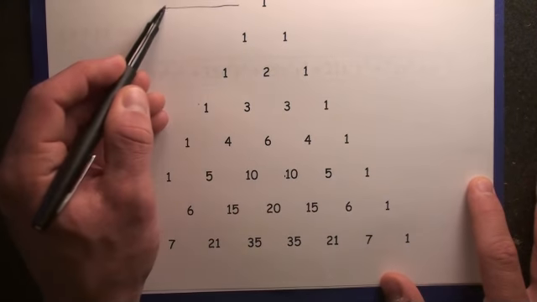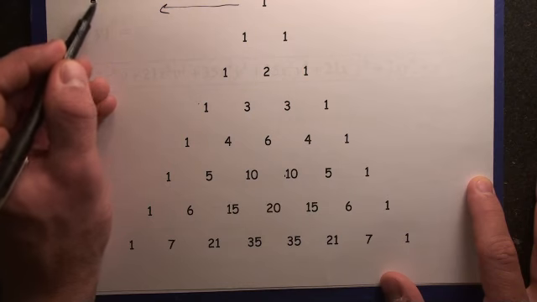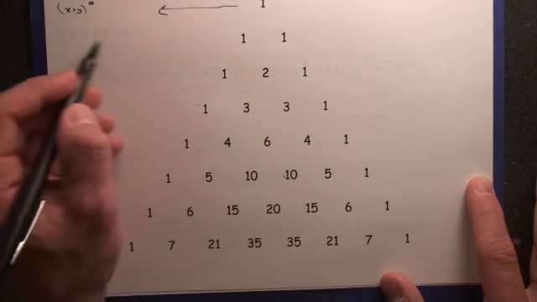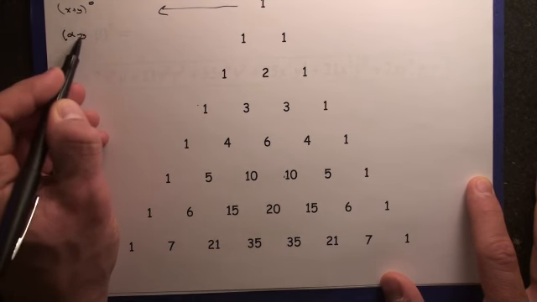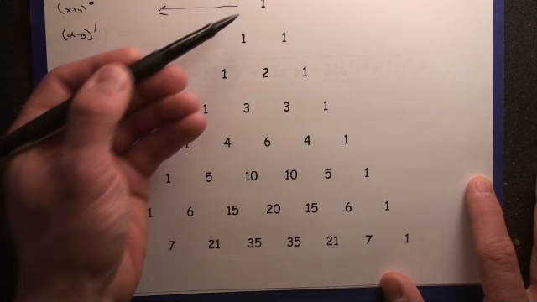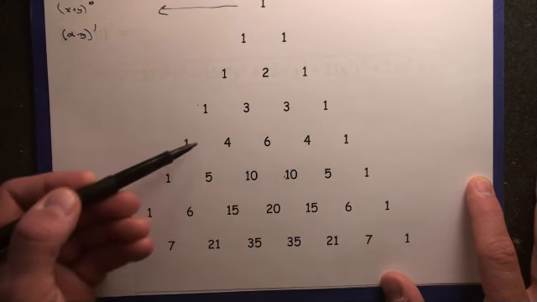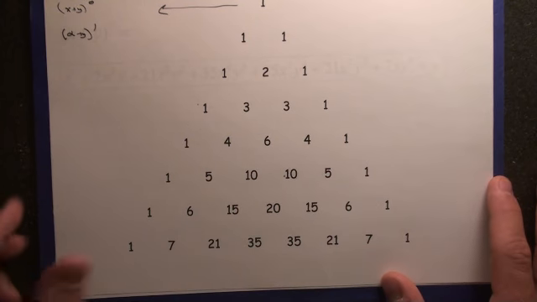This would be x plus y to the 0th power. The next one is x plus y to the first. So it doesn't go 1, 2, 3. It goes 0th power, first power, second power, third, fourth, fifth, sixth, and 7th.